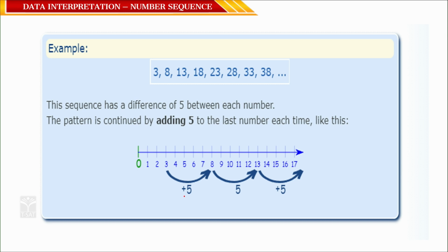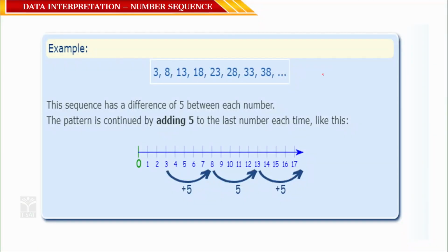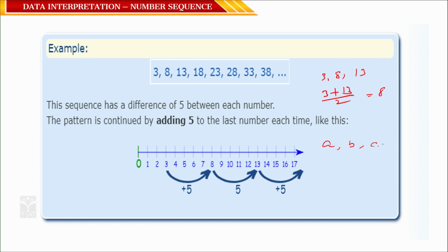And a very important factor for this is when you consider 3, 8, 13. So, 3 plus 13 by 2 is 8, observe it. When there are 3 terms, say A, B, C, then B is equal to A plus C by 2. Here B is called the arithmetic mean.